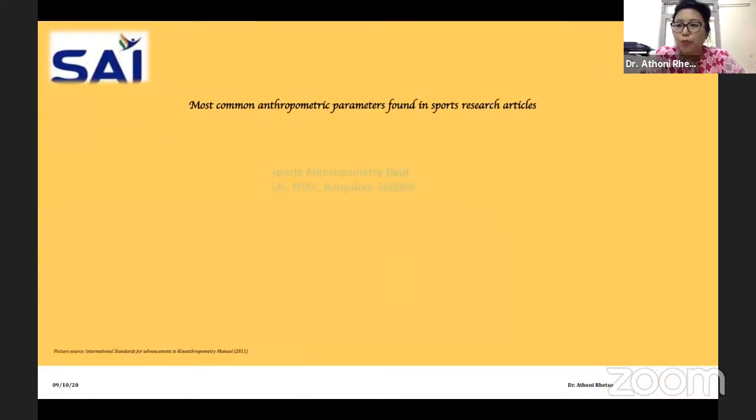If you look at most of the research articles related to sports, you'll find some anthropometric parameters which are very commonly used, right? Can you name some of the parameters which are commonly used when you go to research articles related to badminton? Not only badminton, but other sports as well, which anthropometric parameters do you see in most of the research articles? Can I have some response from you all?